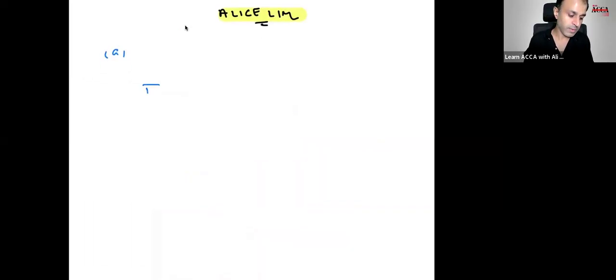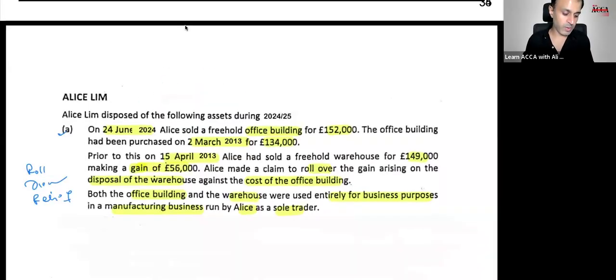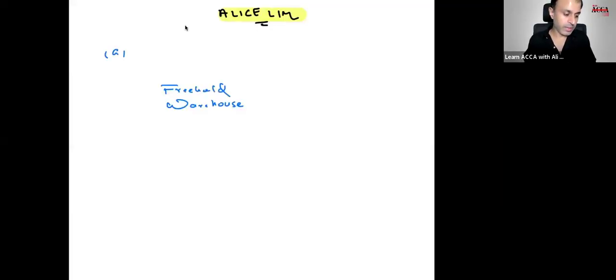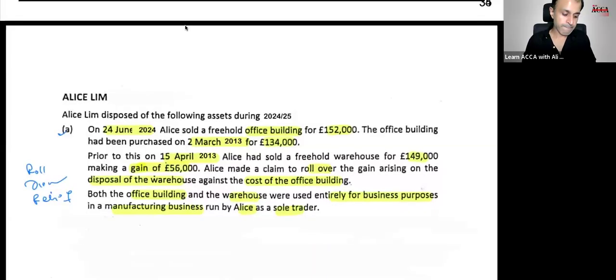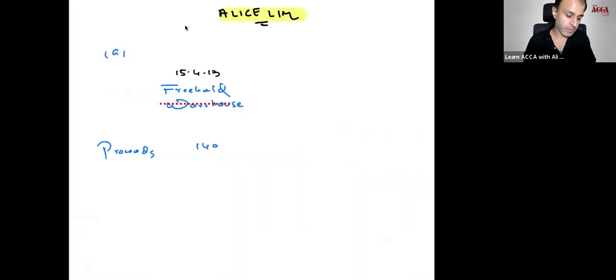Let me go and title it. Freehold warehouse. The day it was disposed of was 15th of April 2013. And the proceeds of the disposal were 149,000, and the gain 56,000.